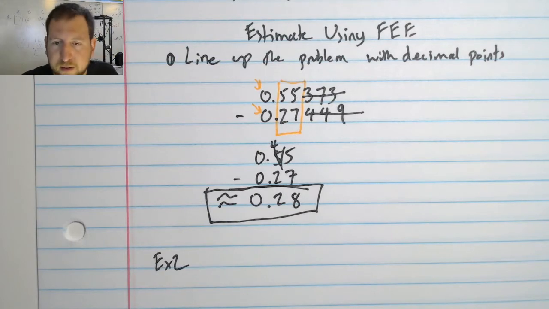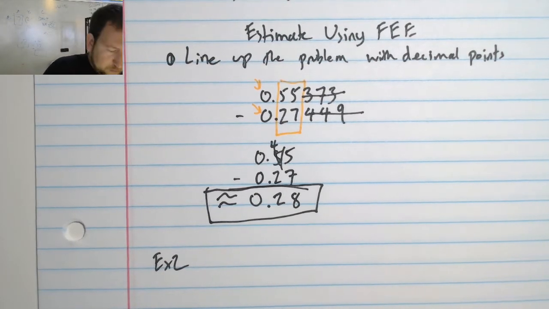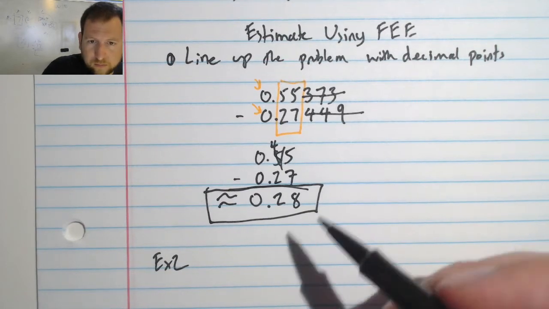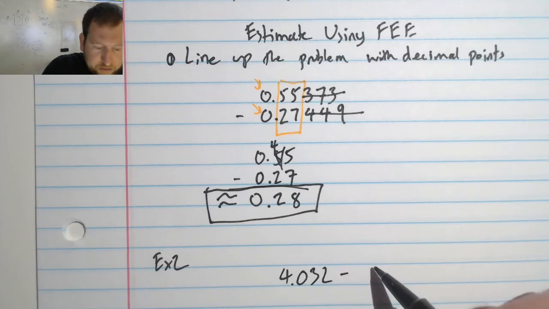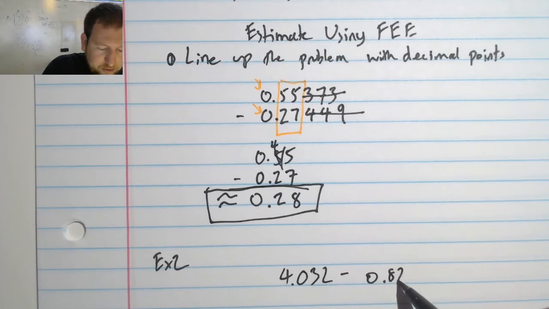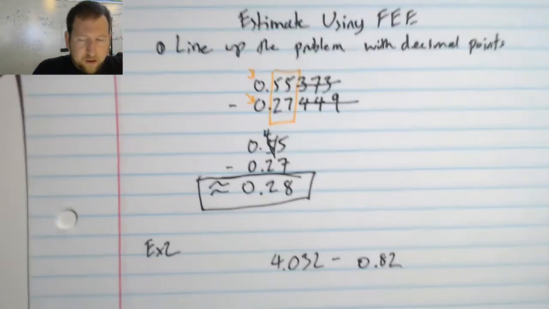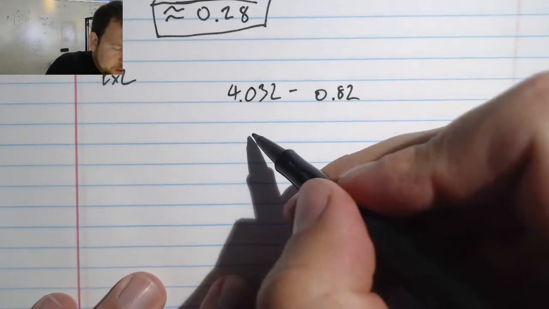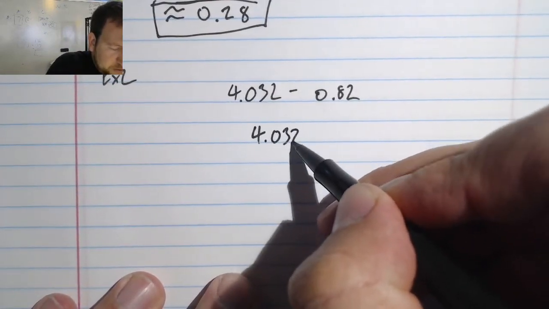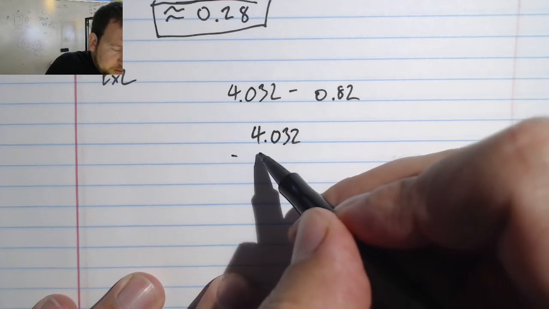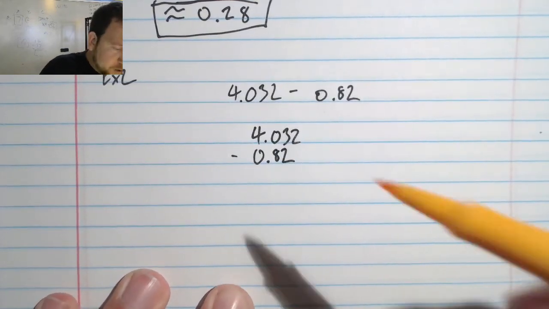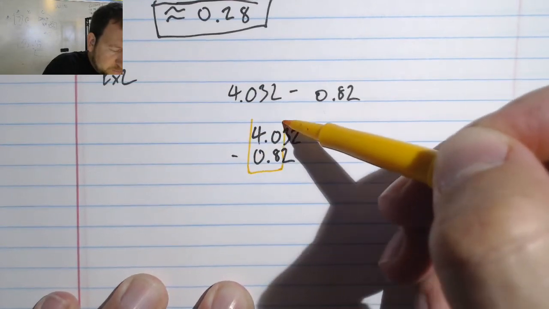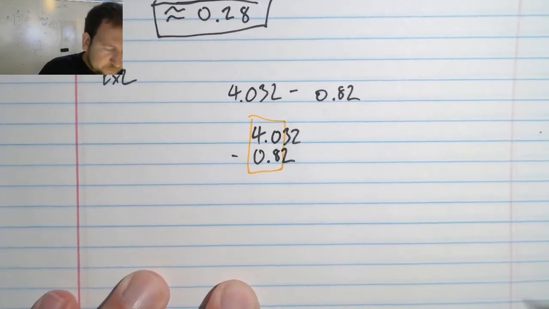Let's take a look at example 2. Let's see, this says we have 4.032 minus 0.82. Okay, I'm going to line them up. Well, first I'm going to line my paper up. 4.032 minus 0.82. And you can see that I want two decimals, so I'm going to choose these groupings and get rid of the rest.